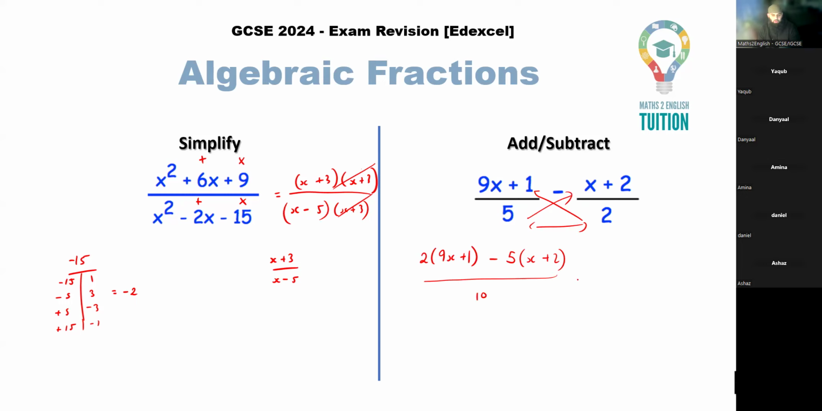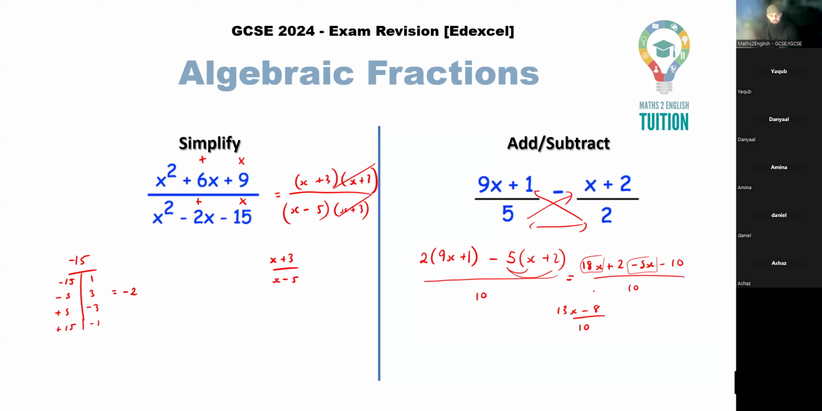Okay, so now I need to expand them individually. That's going to be 2 times 9x is 18x, 2 times 1 is 2, minus 5 times x is minus 5x, minus 5 times plus 2 is minus 10, and all of this is over 10. Okay, so we're going to add like terms. 18x minus 5x is going to give us 13x, and 2 minus 10 is going to give me minus 8 over 10. So we can't simplify this further. We leave it as it is, and that's what it is.